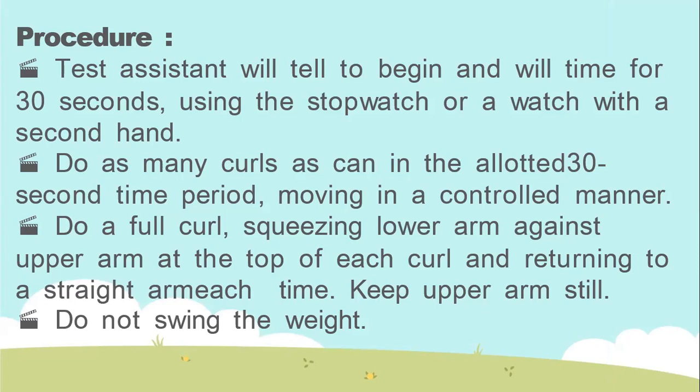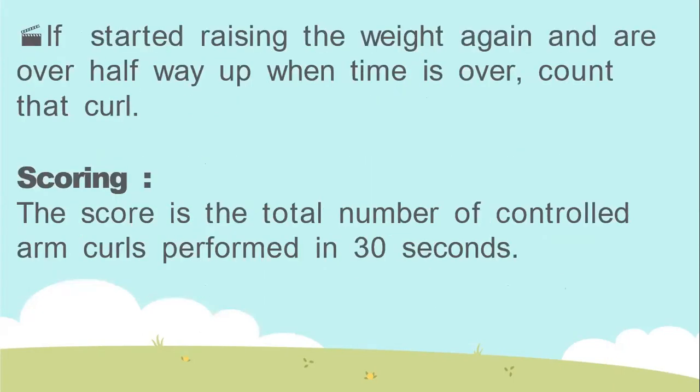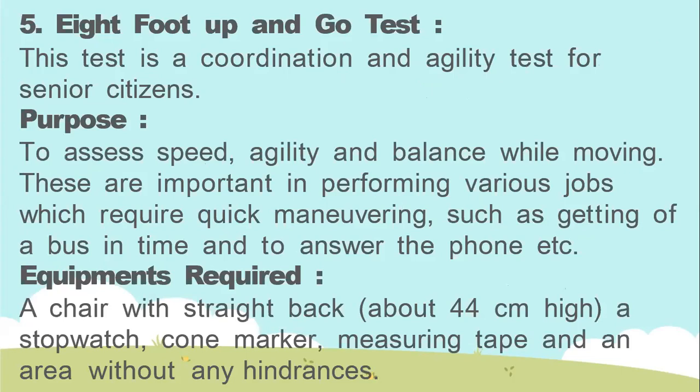Do a full curl, squeezing the lower arm against the upper arm at the top of each curl and returning to a straight arm each time. Keep the upper arm still and do not swing the weight. Okay. So the number of bicep curls in 30 seconds is the score of this subject. If you have started raising the weight again and are halfway up when time is over, count that curl. Scoring is the total number of controlled arm curls performed in the 30 seconds.